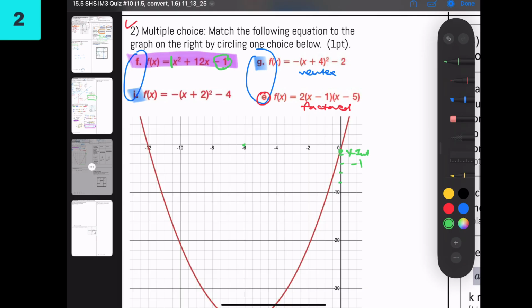This one is also up, positive. This one is down, and then this one is up, but this one has x equals 1 and x equals 5, so the graph should be way over there. So F is your correct answer.